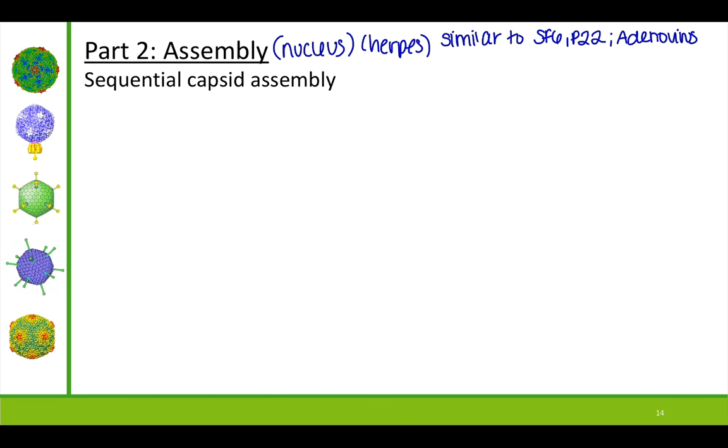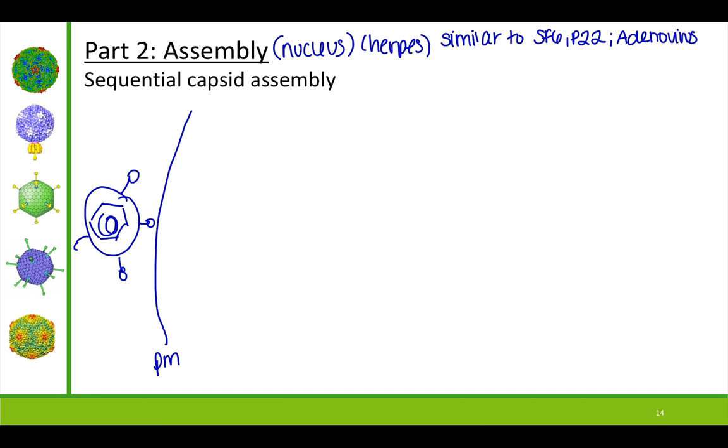So we're going to start with our plasma membrane. Here is our herpes virus enveloped. That's glycoproteins. And so it's going to attach and it's going to enter, and we can have fusion at the membrane or in the endosome.